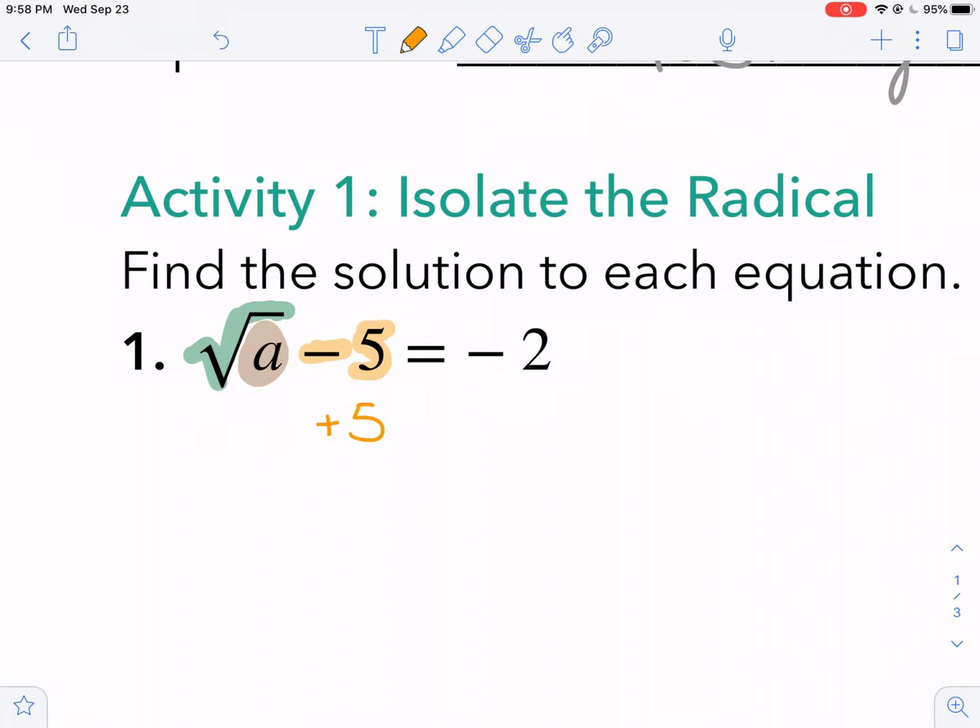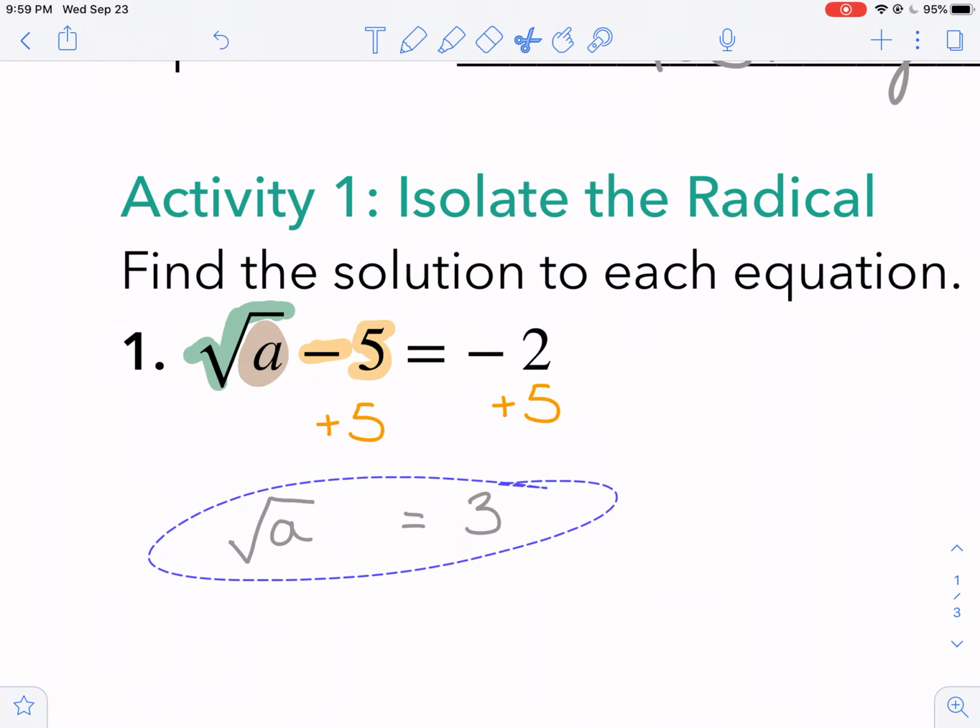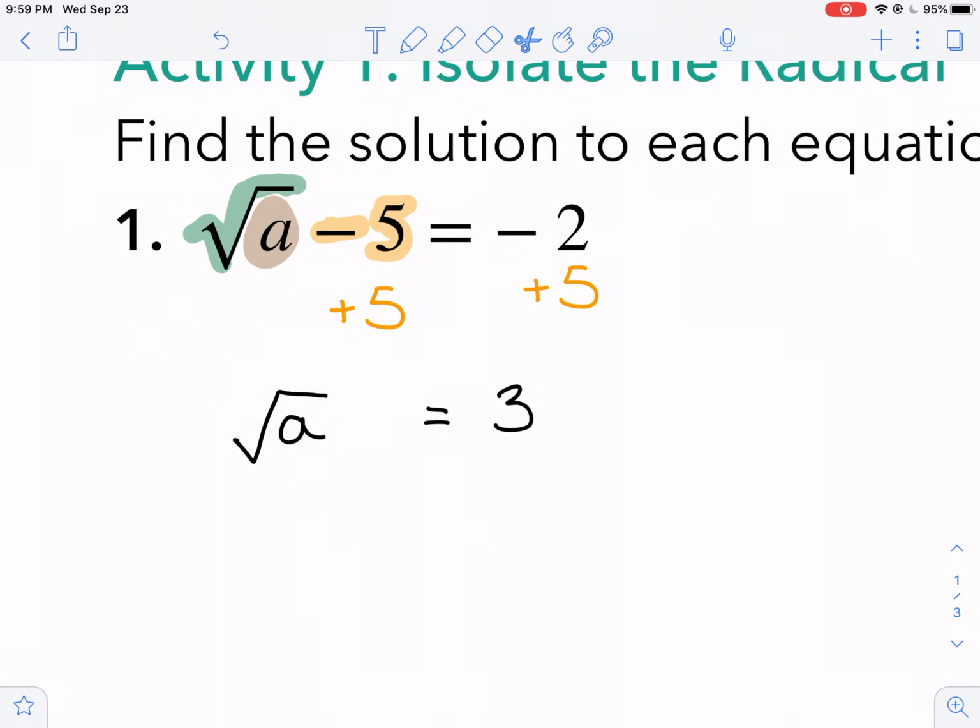And of course, what you do to one side of the equation, you need to do to the other side of the equation. So here, those will cancel out. We're left with just the square root of A equals -2 plus 5, say +3. I'll show my work in black, I decided. Okay. Now, we have the square root of A equals 3, and that's great.